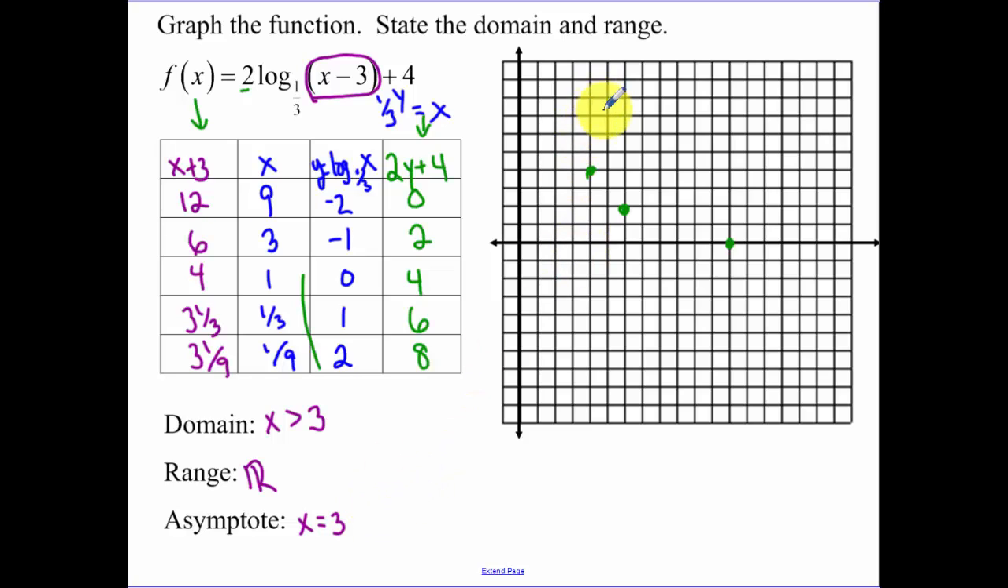Let's put in our asymptote so we don't cross that wall. 1, 2, 3. Okay, so let's keep in mind that that's a wall we're never going to cross. Okay, that's our barrier. And then approximating these last two values, so we have 6 and 3 and 1/3, and then 8. And it looks something like that. So that's again what our graph looks like when your base is a fraction.